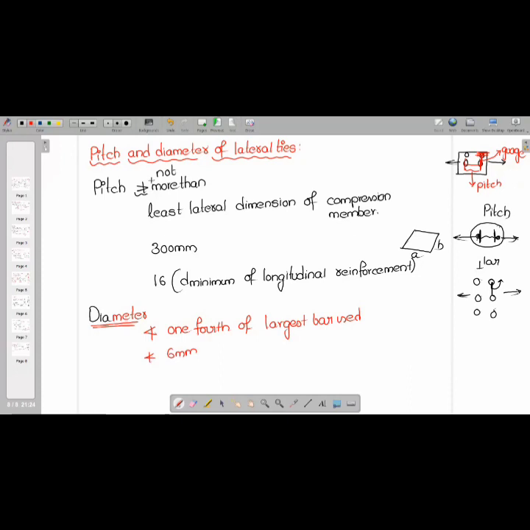Sir, you are telling it should not be greater than this, means out of these three you should take the least value. If they tell you it should not be less than, means you should take the maximum value. Yes or no? Am I correct or wrong, sir?